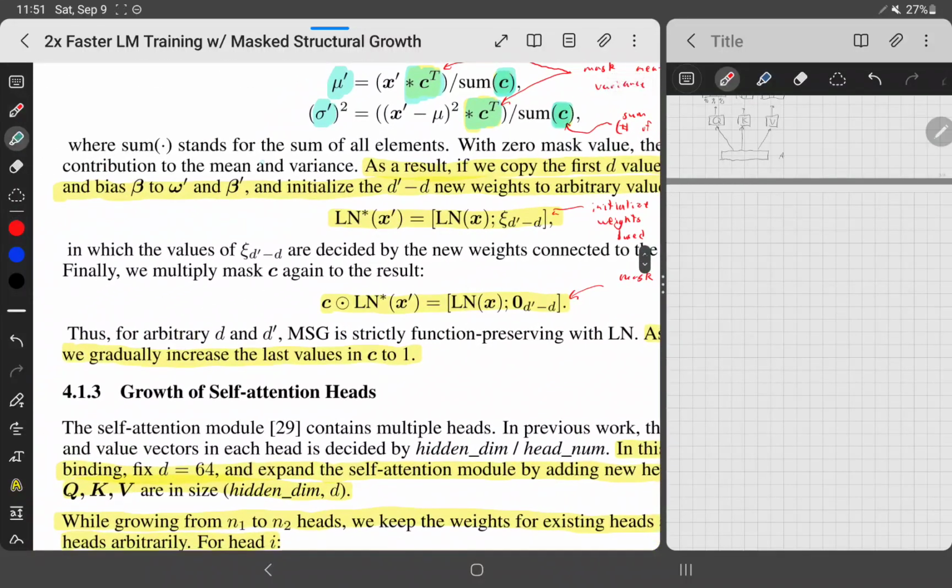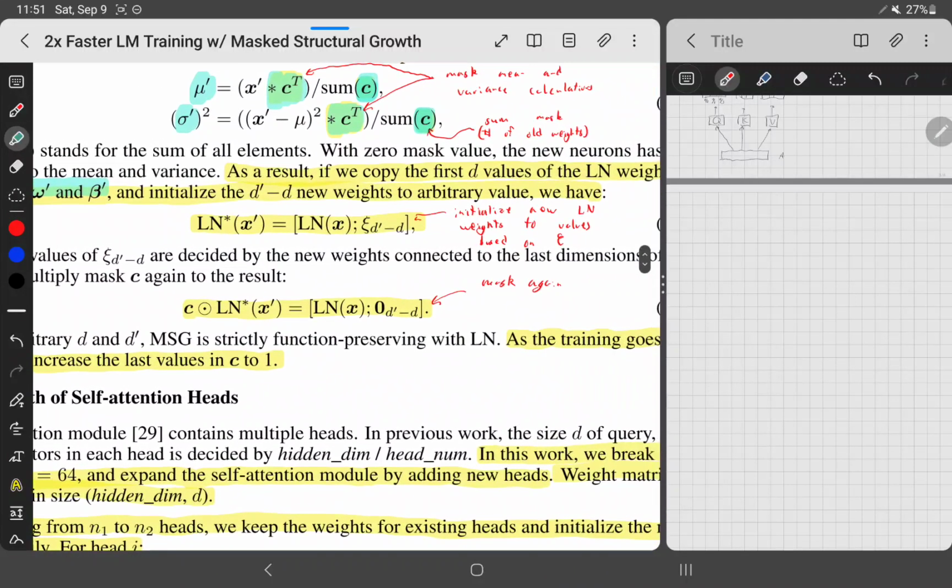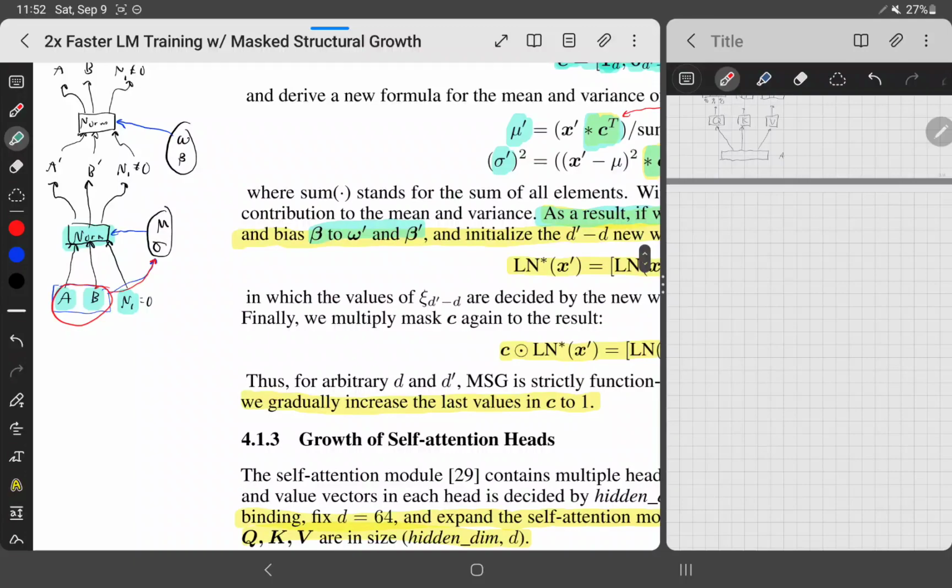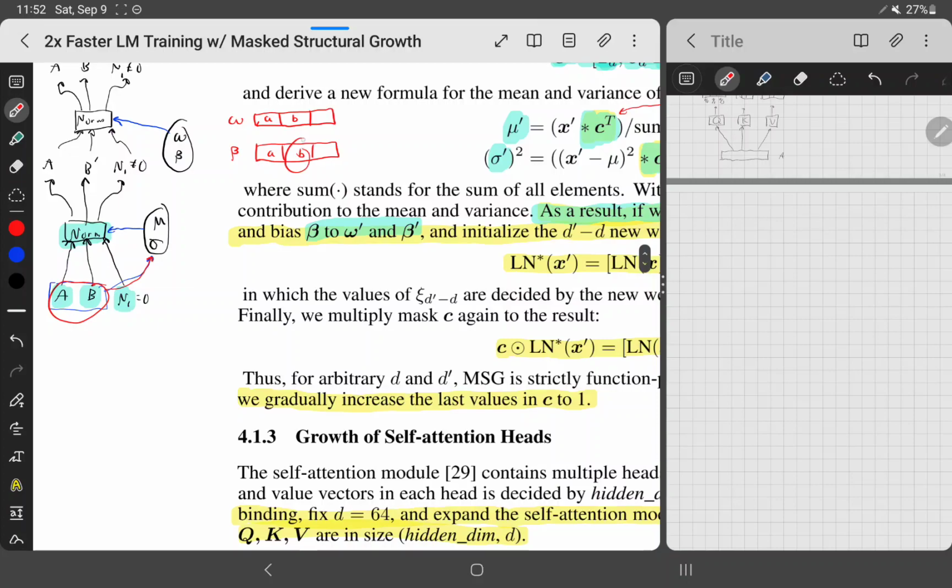Then the second part is you use your beta and omega, and they just copy the first d values. So we know that our omega and beta are vectors of size d, and initially this would have been maybe your A and your B. Maybe this is your omega and this is your beta. Omega was the multiplicative, so this part represents the value you multiply A by, and this value represents the value that you add to A. And the same for B.